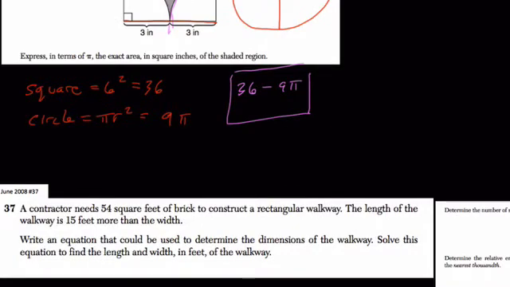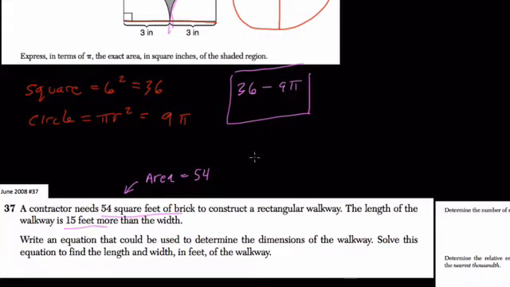Alright, so this one has a bunch of parts, but we'll walk through all of them. So a contractor needs 54 square feet of brick to construct a regular walkway. In other words, that's the area, right? That's how much brick is needed. The area equals 54. The length of the walkway is 15 feet more than the width.